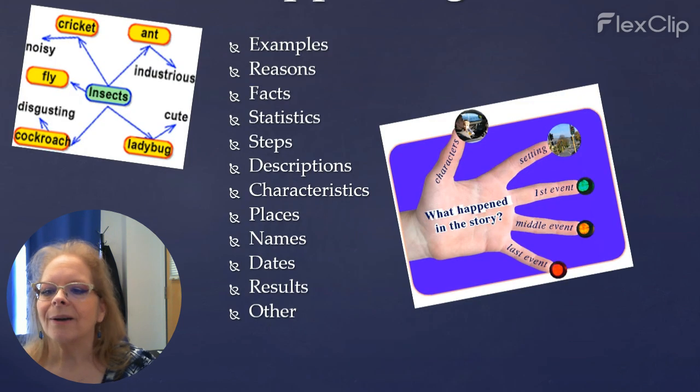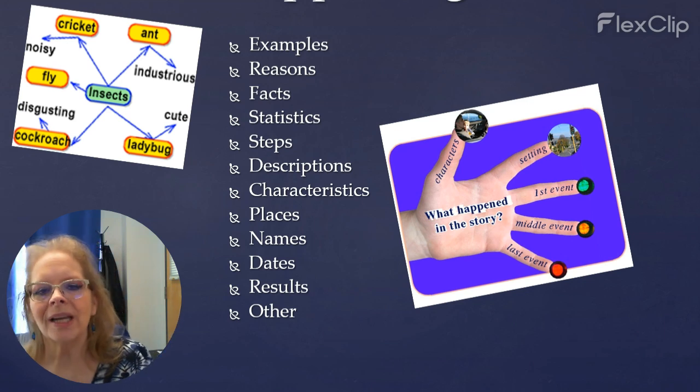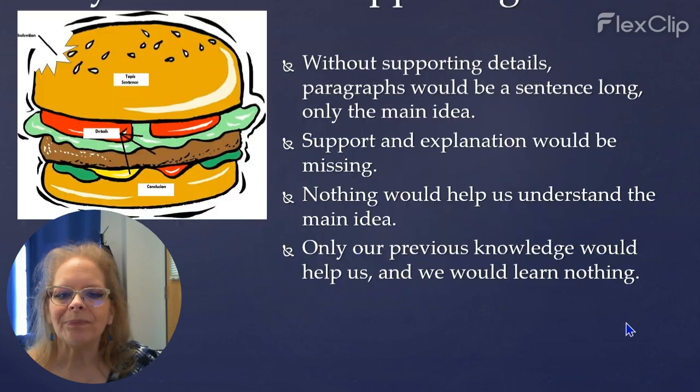All right, so they can be anything. Here's a list, and this is not inclusive. Notice the last one says other, so descriptions, characteristics, reasons, facts, statistics, anything that could possibly support what it is that's being discussed. So, for example, insects: the type of insect and a characteristic of the insect would be supporting details. Or what happened in the story: the character settings, events, plot line, all of those things are helping with that main point of the story.